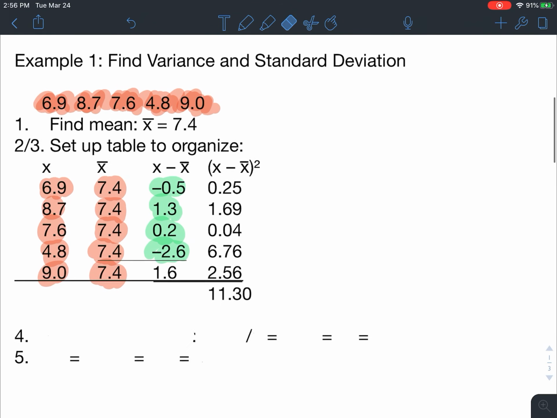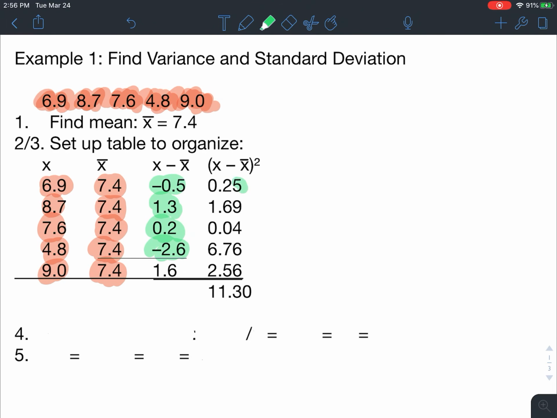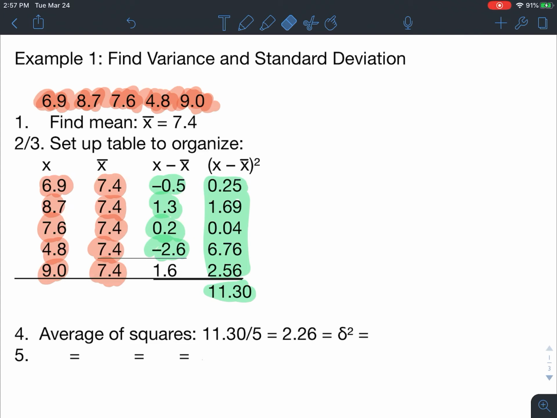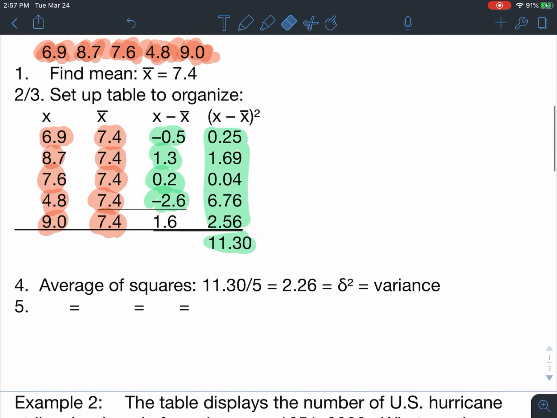Now we find the average of these squares. That's step 4. So when they say squares, they mean these squared numbers here. We find the average of these 5 numbers by adding them up, and we get 11.30. And we divide that by how many there are, so 5. And we get 2.26. So the average of the squares, that's sigma squared, and that's called the variance.